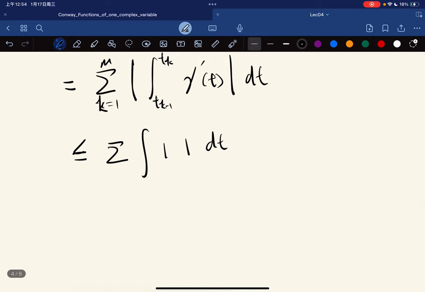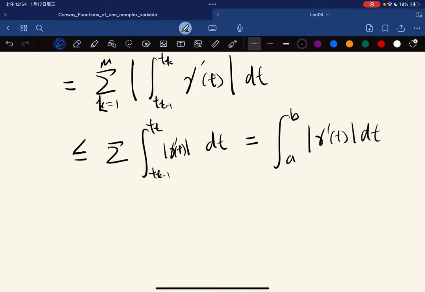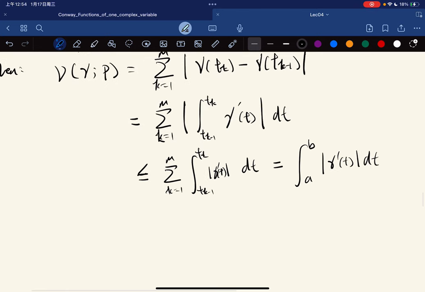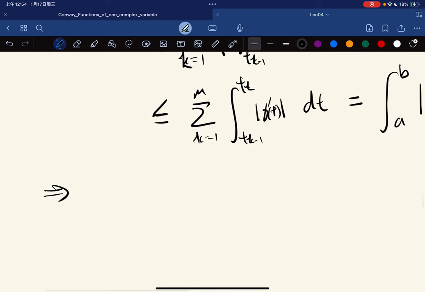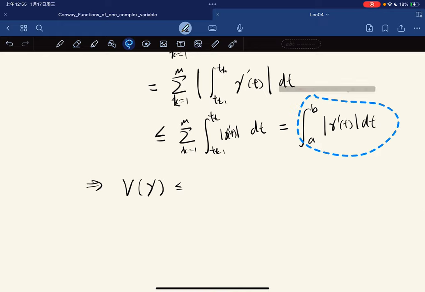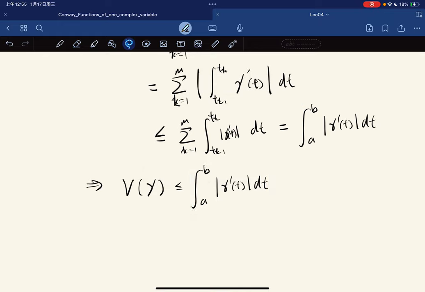Now we have our, right? We're using results from real integrals, right? Telescoping. Okay. Alright, so now we have, this is the upper bound of all partitions, which gives that V of gamma, or this is a terrible gamma, V of gamma is less than or equal to this, right?